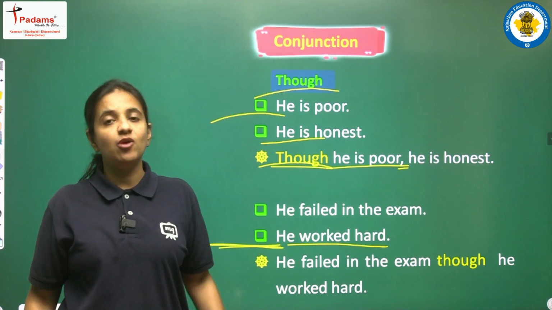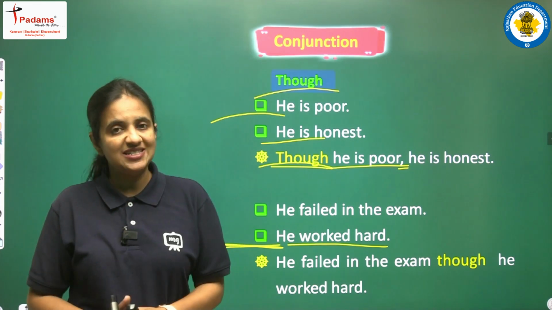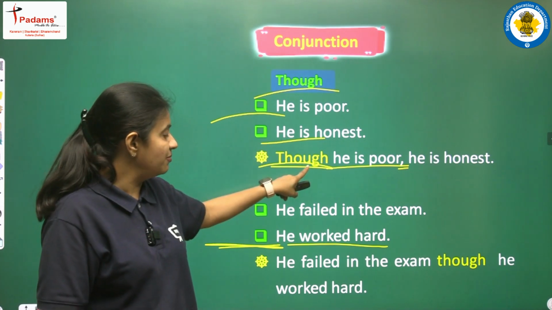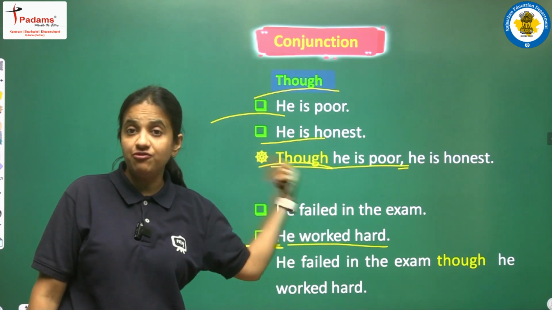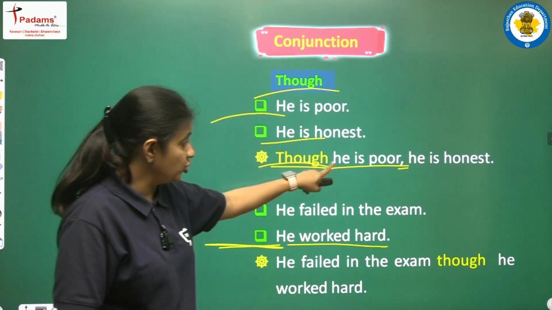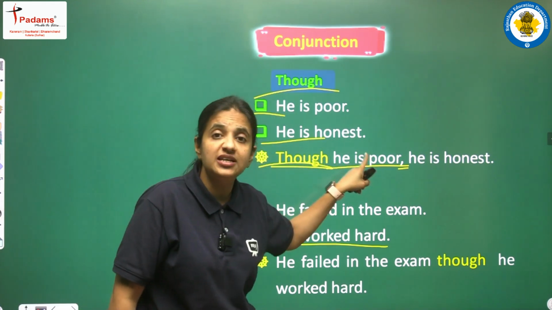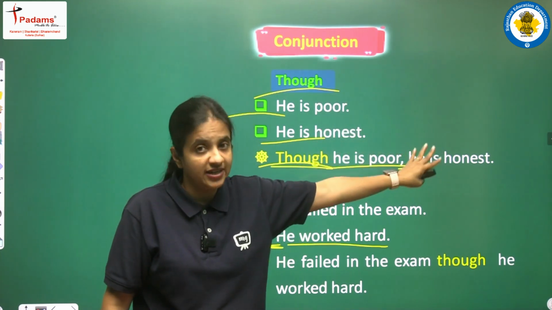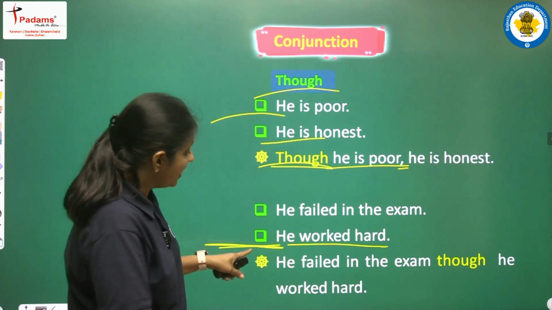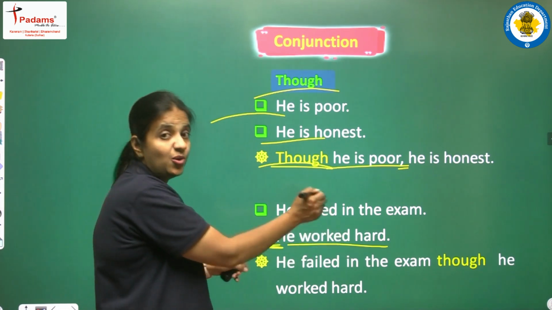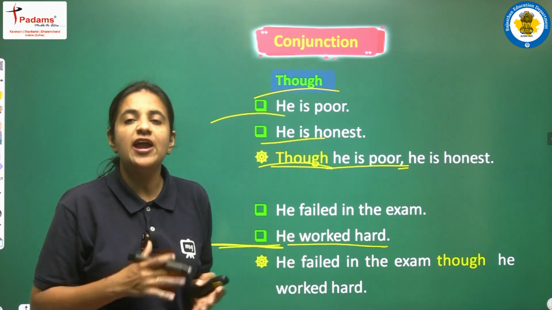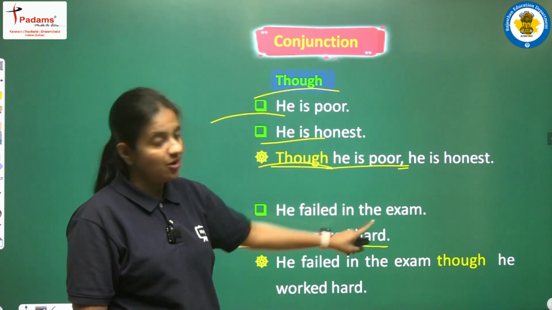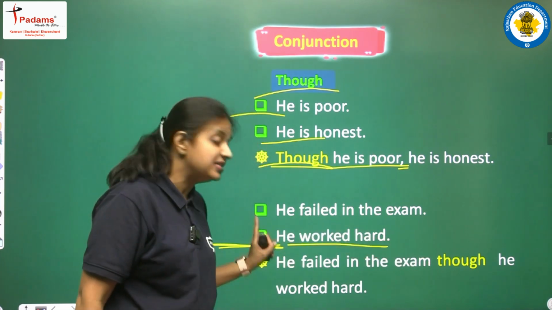Why? So students, you have to understand the reason. You have to understand when and where we have to use though. Here in the first example we are using though in the beginning of the first sentence because we are trying to show that despite the fact that he is poor, still he is very honest. Now we are trying to show that despite the fact that he worked hard, or we can say despite his hard work, still he failed in the exam. So now though will be there in the beginning of the second sentence.